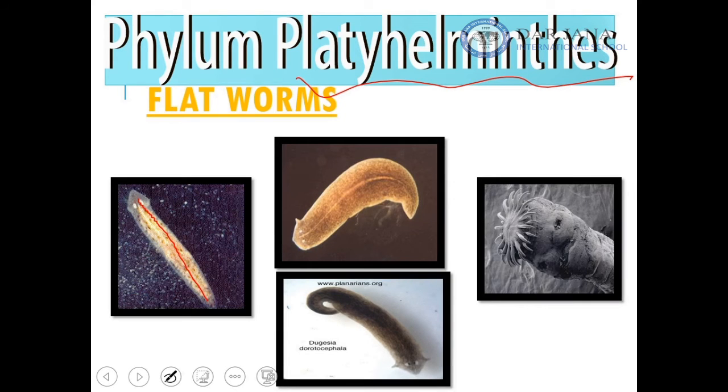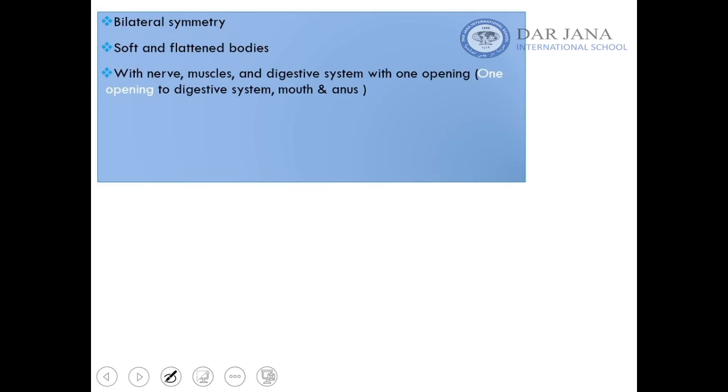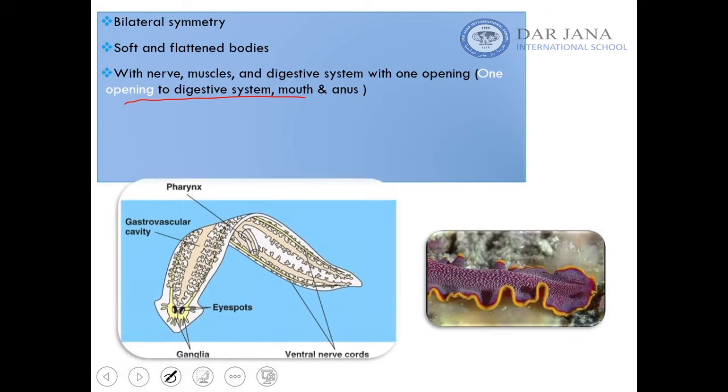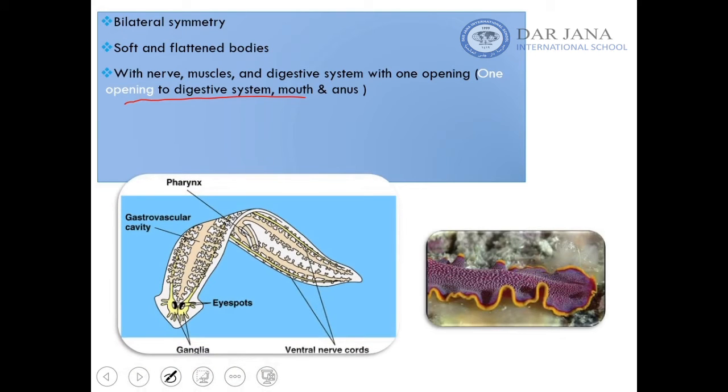Different pictures showing you the flatworms. So they have bilateral symmetry. They have soft flattened bodies with nerves and muscles. Digestive system with one opening. The one opening is used as both the mouth and anus. So this is how a flatworm can be seen.